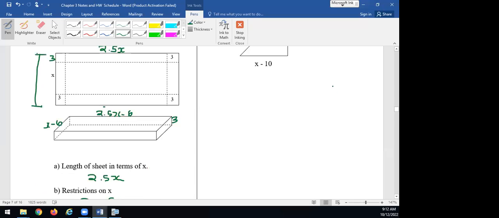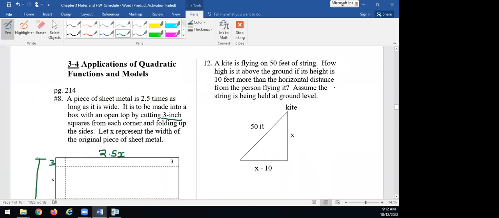Oh yeah, it's there. All right, so let's continue with this example here. Take a minute to read it and let's run through it. So a kite is flying on 50 feet of string, as you can see here. So let's say you're here and you're flying a kite on a 50 feet string.